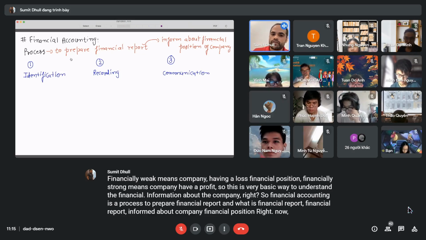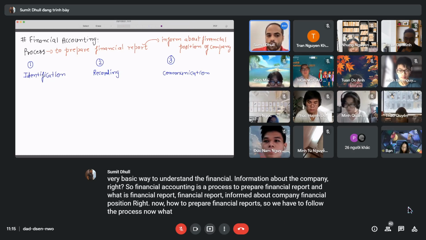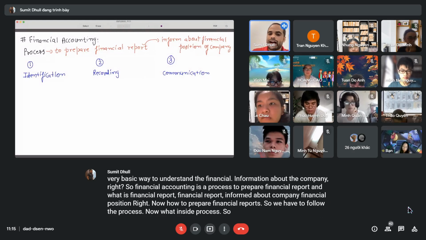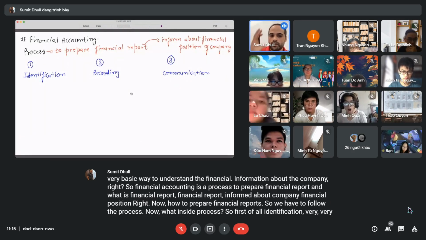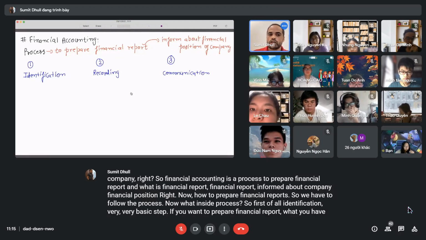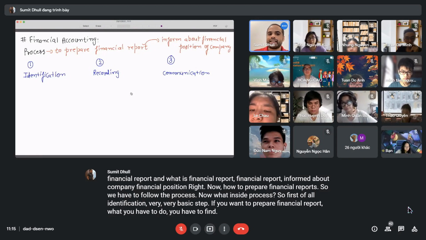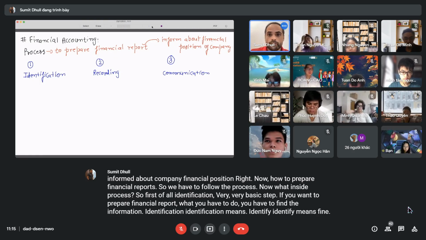Now, how to prepare a financial report? We have to follow the process. Now, what is inside the process? First of all, identification. Very, very basic step. If you want to prepare a financial report, what do you have to do? You have to find the information. Identification means identify. Identify means find, right?